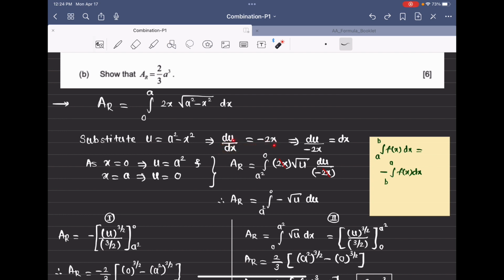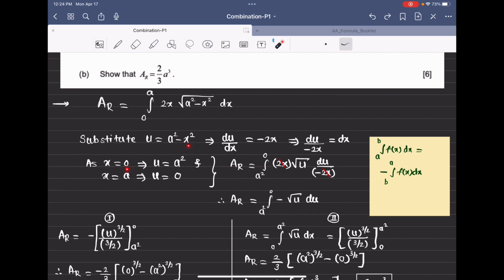du upon minus 2x is equal to dx. I'm just substituting, finding the value of dx. Also, you can see this lower limit 0 and upper limit a are values of x, and we are converting in terms of u, so you have to convert those limits also.